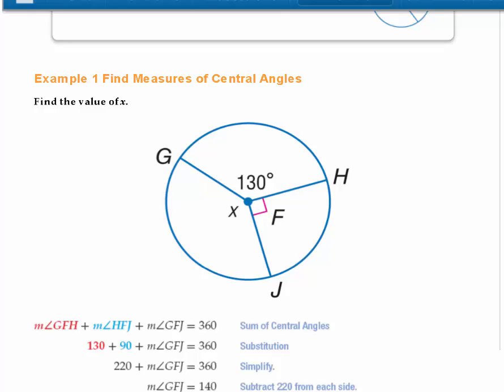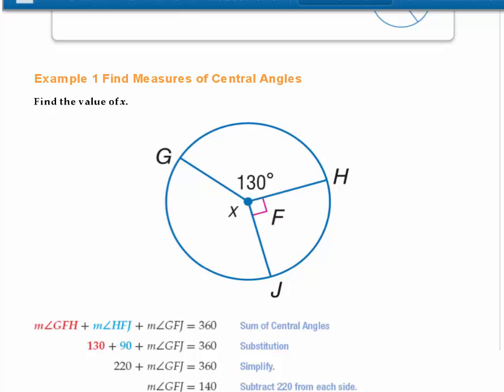In the following example, we need to find the measure of the central angle x, knowing that I have GFH, a central angle with a measure of 130, HFJ, a central angle with a measure of 90 degrees, and we have to find the measure of x, the central angle GFJ. Well, for this purpose, we know that the addition of the measures of the three angles, 130 plus 90 plus x, is going to be one complete circle, 360.